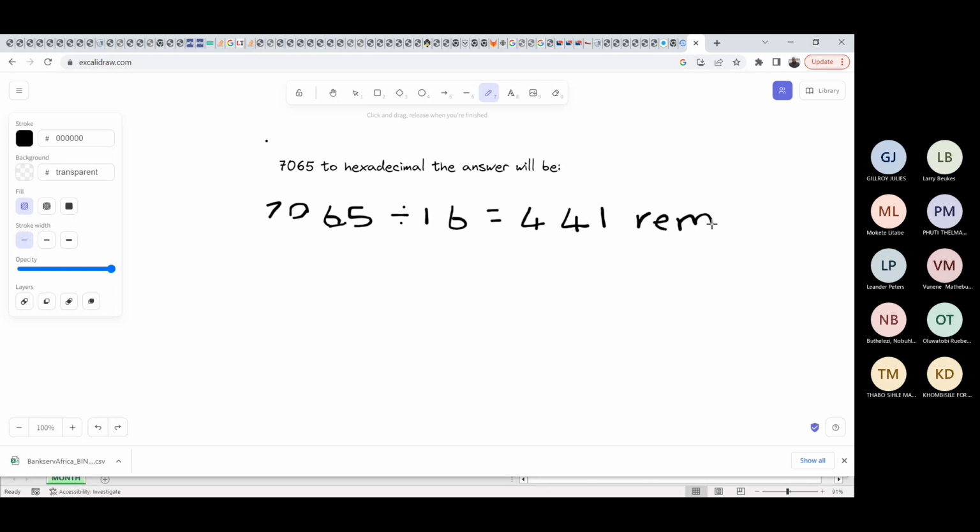Okay. How do I know my remainder? 441. Okay, let me do this. 441 multiplied by 16 is going to give me 7056. Minus 7065, the remainder is 9. Remainder is equal to 9, right? Okay, 441 remainder 9.